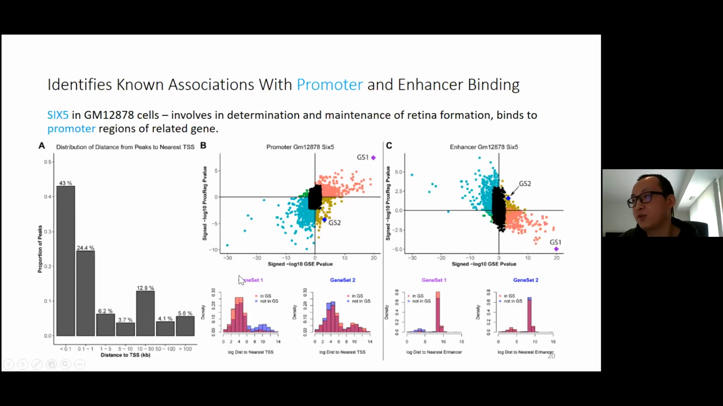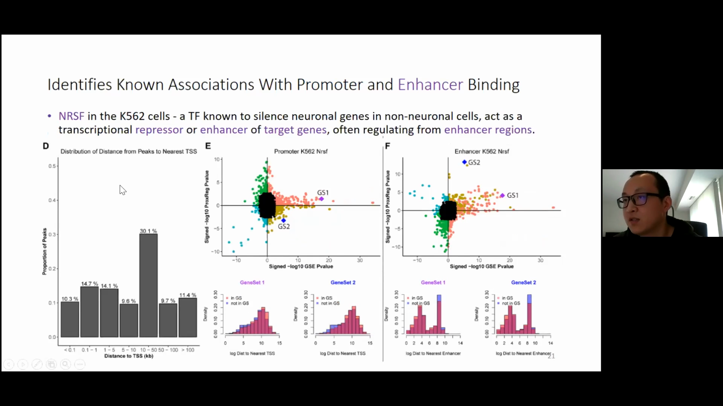So this is an example that is known, that this TF binds closer to the promoters. And for the enhancer binding, we selected this transcription factor, NRSF, in this cell line. This TF is known to silence neural genes in non-neural cells and act as a transcriptional repressor or enhancer of target genes. So this transcription factor is often regulated from the enhancer regions.